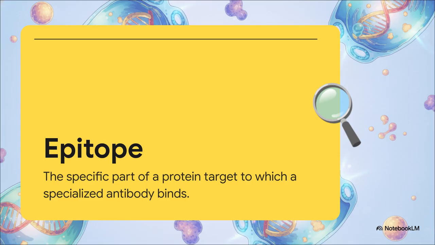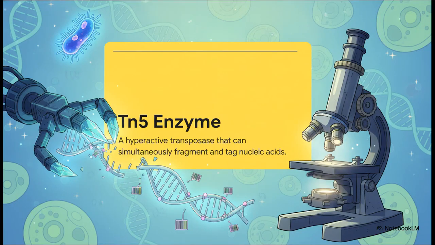An epitope is simply the exact molecular address on a protein target that a specialized antibody binds to. By using an antibody that recognizes an epitope unique to a nuclear speckle, or maybe one unique to a polycomb domain, researchers can send a targeted molecular GPS directly to that specific subnuclear zip code. And once their antibody finds the right address, we need a tool to do the heavy lifting. Enter the TN5 enzyme. This is an absolutely fascinating piece of biological machinery.